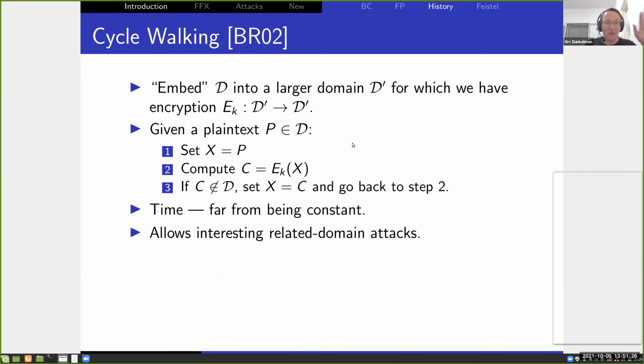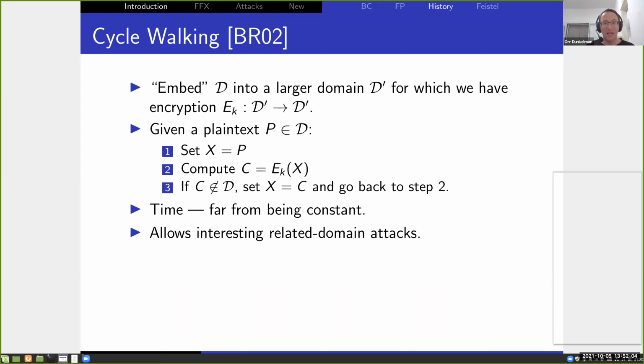There are two issues here. First of all, the time is far from being constant. I never know when I'm going to hit the next value. For some plaintext, it's going to be one step of encryption. For others, it's going to be 2 or 5, or it can be more. Even if D prime and D are relatively close, you still may walk quite a lot. Besides being a side channel issue, it is also an operational issue, because if you have a blocking call, you don't know when it's going to end. So it changes timing and causes a lot of problems in the asynchronous world.